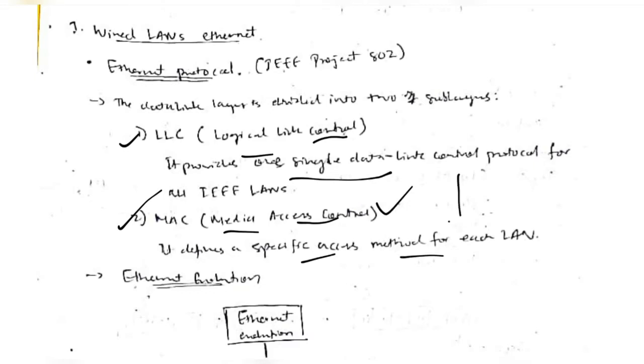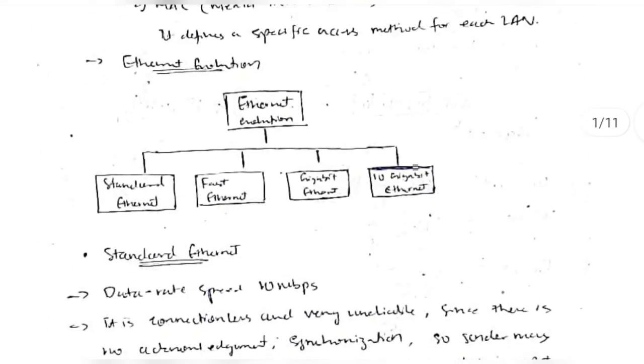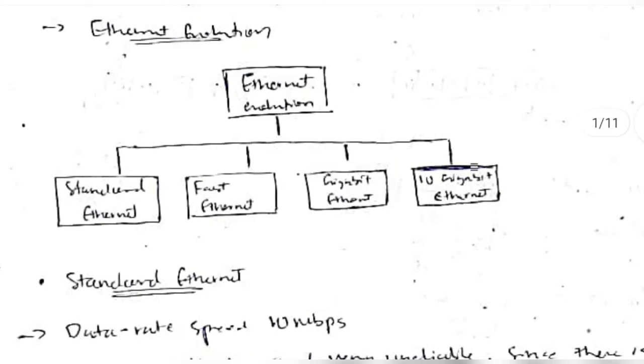It will provide error and flow control, so the data is more secure in this one, and it's more expensive also. Ethernet has existed for a long time, so it has 4 generations. First one is standard, second is fast, third is gigabit, and fourth is 10 gigabit. So let's discuss each one by one.